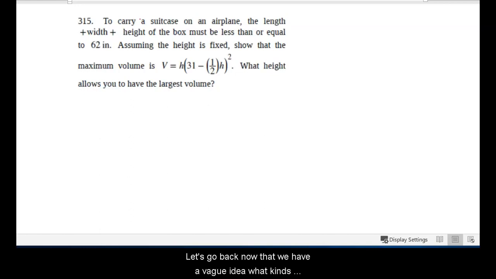Let's go back now that we have a vague idea of what kinds of equations might be involved, and let's start breaking down the words.